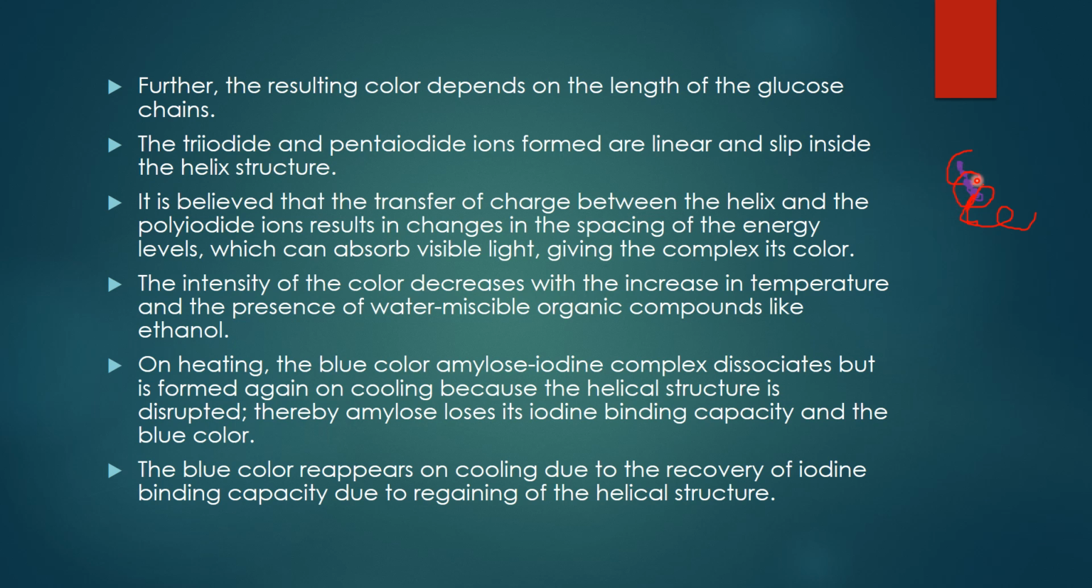So this transfer between the two charges of polyiodide and the helix can absorb the visible light, okay, and give the complex its certain color. Okay, the intensity of the color decreases with the increase in temperature.